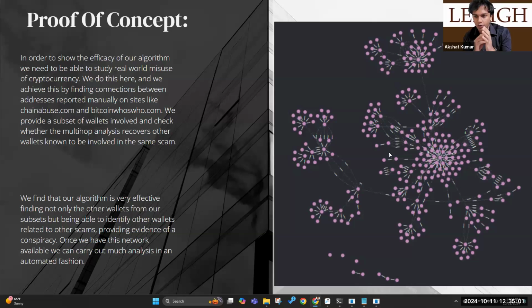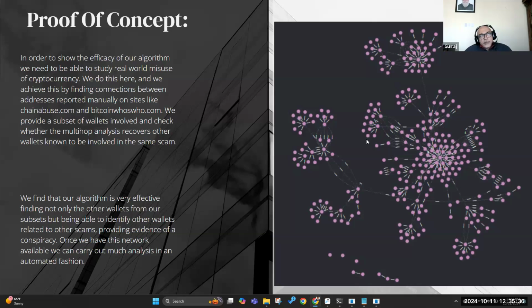Now in my proof of concept, what do I need to show? I need to show that if I begin at a subset of these addresses, I can recover the rest of them simply using my multi-hop analysis. This is what needs to be shown. And when I ran this, the algorithm was so effective that not only did I recover the full list of addresses that I know were tied to this scam, I actually got hold of other addresses that have existing reports on these sites and was able to show tangible connections between them.